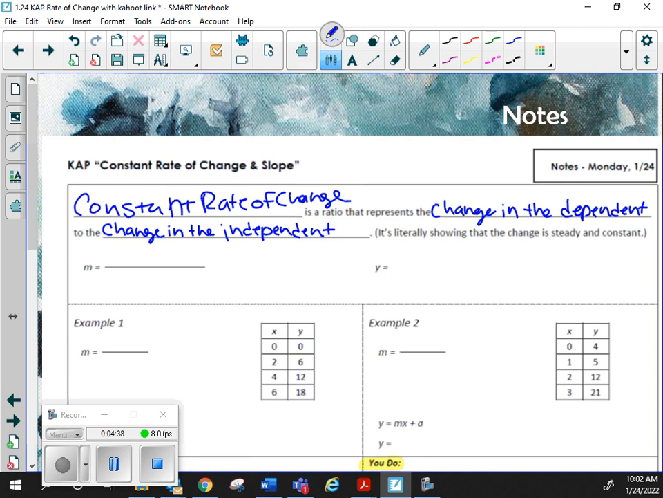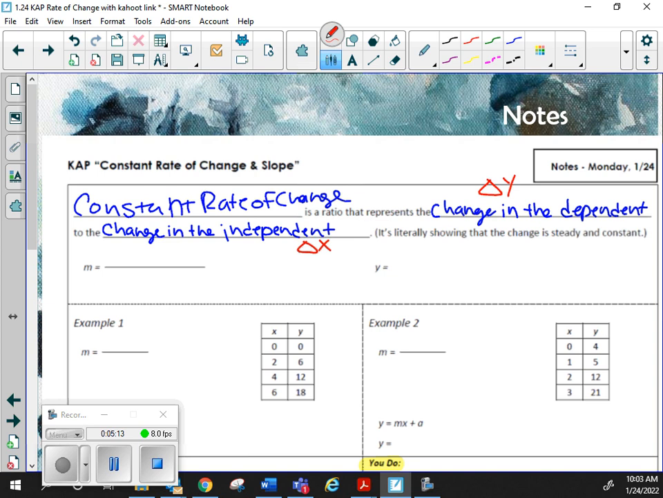Change in the dependent versus independent. Okay, let's do a quick review. Dependent variable, that's talking about Y. That's the change, if you remember, that triangle. The change in Y versus the change in the independent, which is my X.